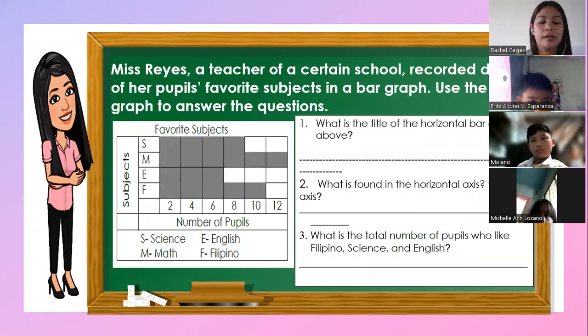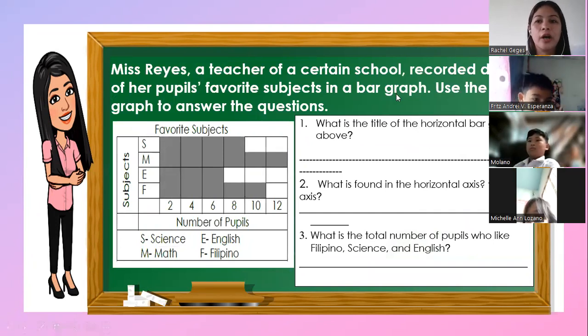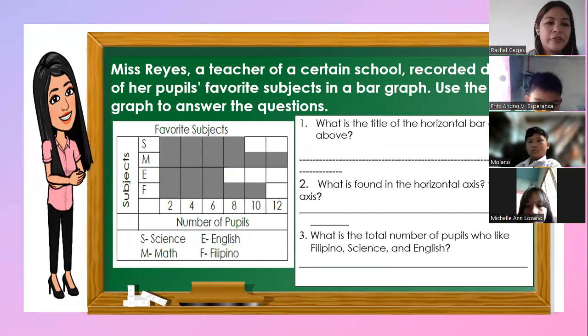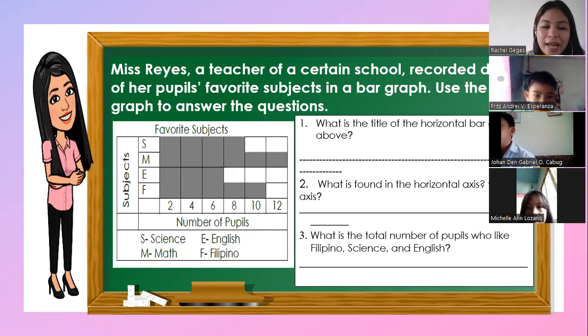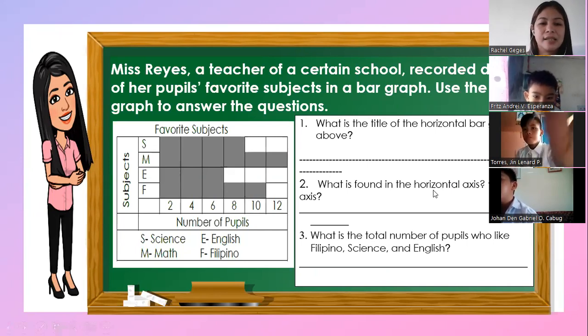Now, let us answer this one. Miss Reyes, a teacher of a certain school, recorded details of her pupils' favorite subject in a bar graph. Use the graph to answer the question. What kind of graph do we have? Horizontal. Okay, correct, Fritz. So we have a double horizontal graph. Now, what is the title of the horizontal bar graph? Favorite subject. What is found in the horizontal axis? Number of pupils po ay nasa x-axis at subjects po ay nasa y-axis. Good job. So, the horizontal axis is the number of pupils and the vertical axis we have the subject.